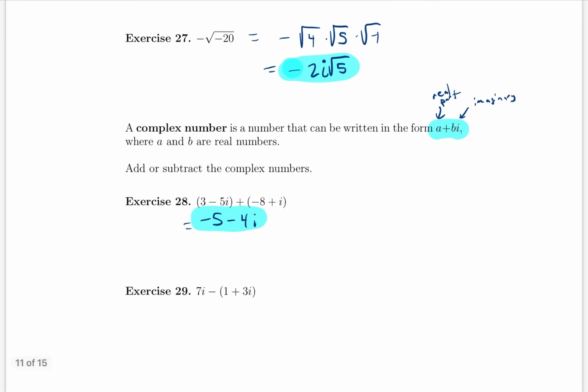For the next example, same thing. We do have to distribute that negative. So this becomes 7i minus 1 minus 3i. And then after combining like terms, you do want to put the real part first, so that would be -1, and then the imaginary part second, which would be +4i.